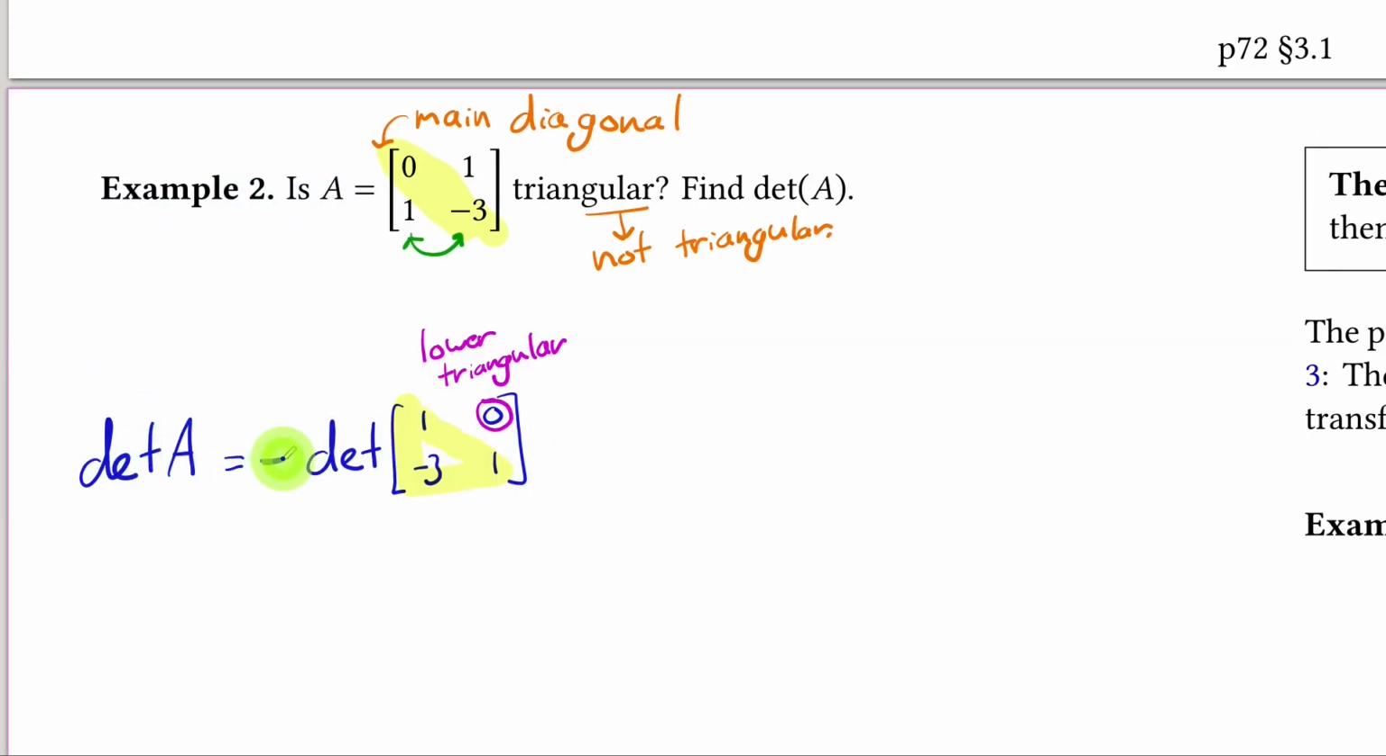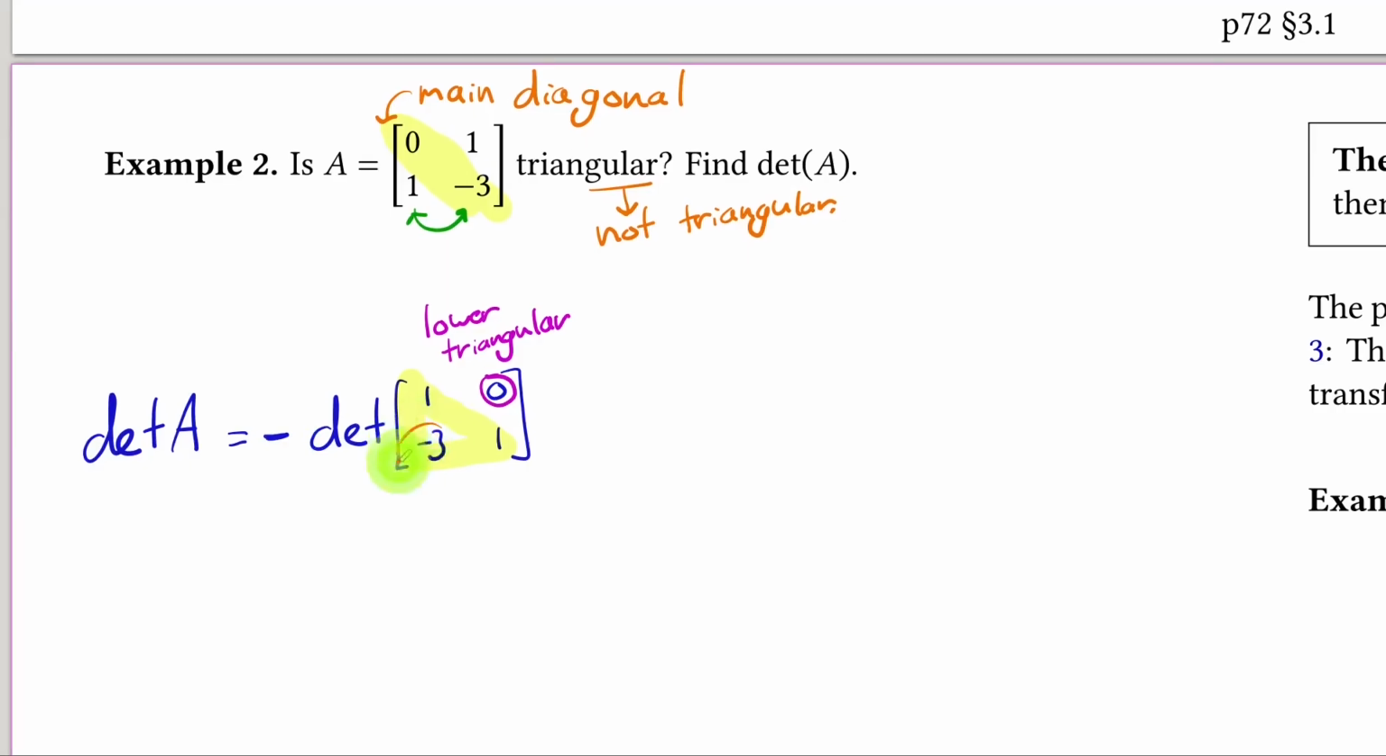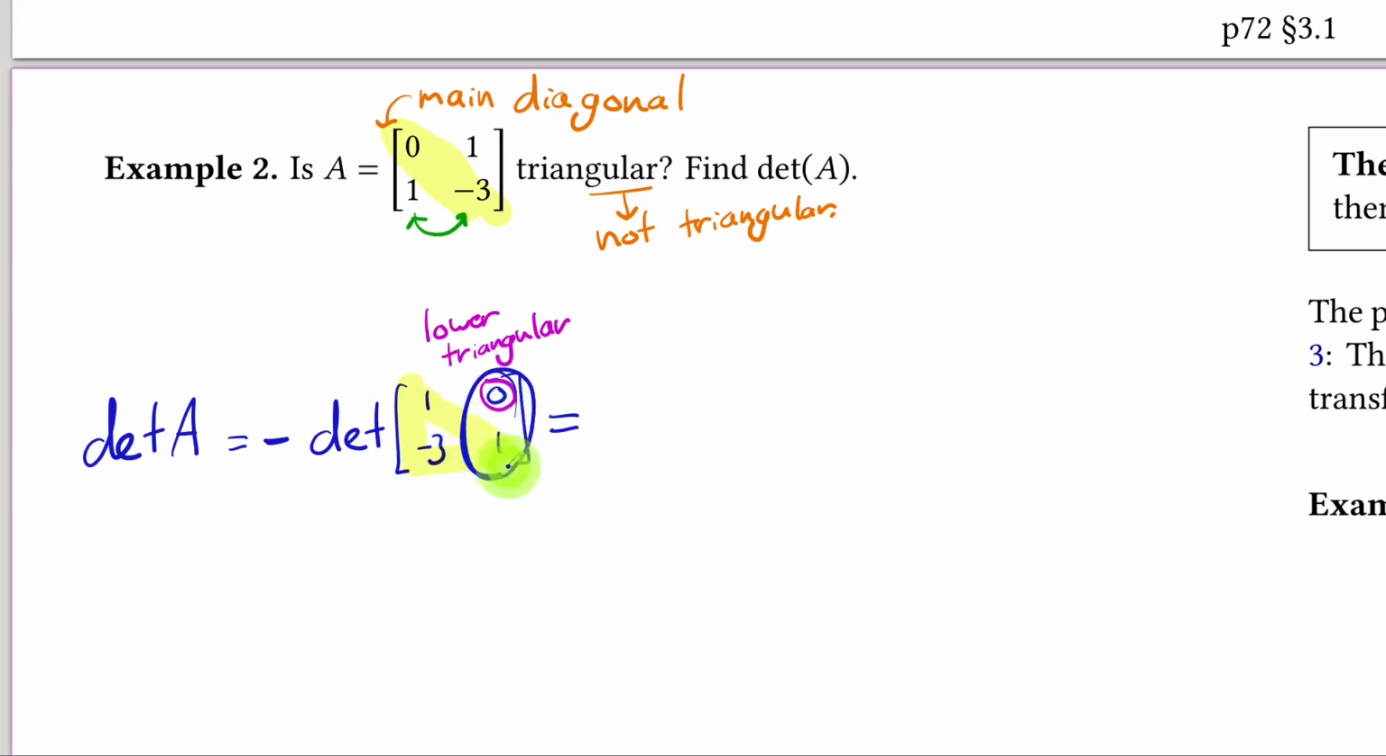Now, let's calculate the determinant of this. We're going to try to turn this into the identity matrix using column operations. To do that, we need to get rid of this -3. But what we can do is replace this first column with the sum of 3 times the second column and the first column. And that does not change the determinant.